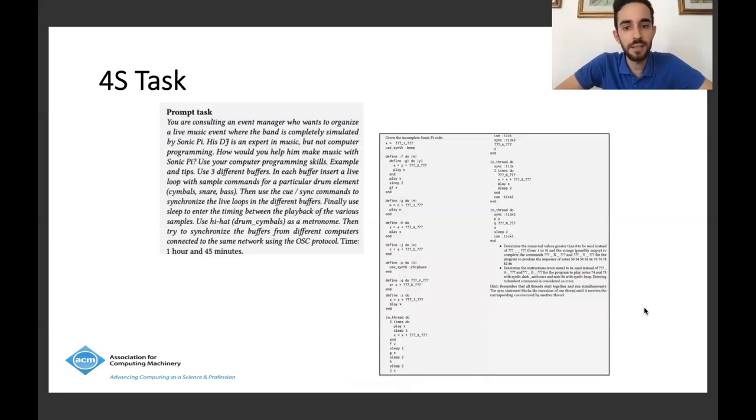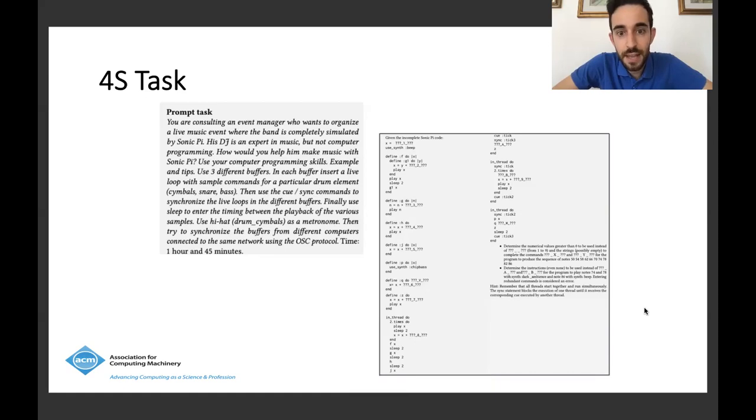Here you can see the 4S task of both activities. On the left, there is the first 4S task, and we are asking to implement a program to generate DJ music. Obviously, we have to implement more than one musical instrument, and they have to be synchronized with each other. In particular, students have to use the queue and sync commands to synchronize the live loops in the different buffers. We also assigned 2 other extra exercises, warm-up exercises, in order to get students familiar with the new syntax of Sonic Pi. In fact, although Sonic Pi has a very simple syntax, it still requires minimal syntactical knowledge.